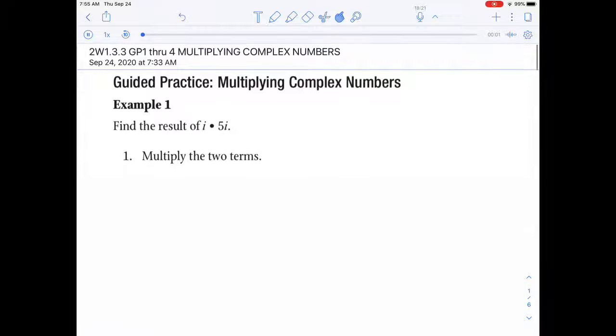Let's practice multiplying complex numbers. Find the result of i and 5i. So let's begin by multiplying the two terms. We have i multiplied by 5i.